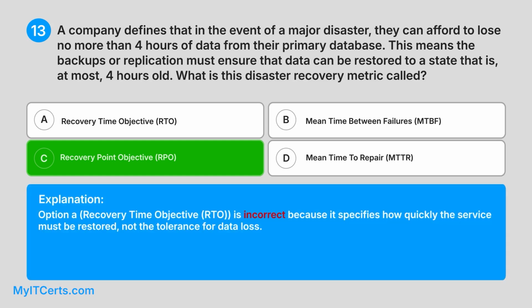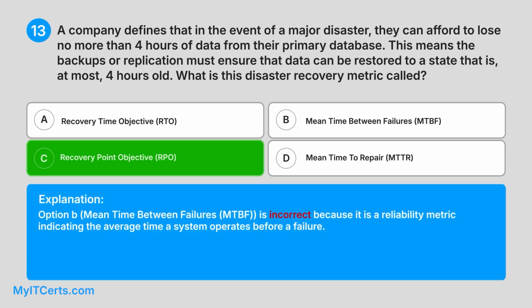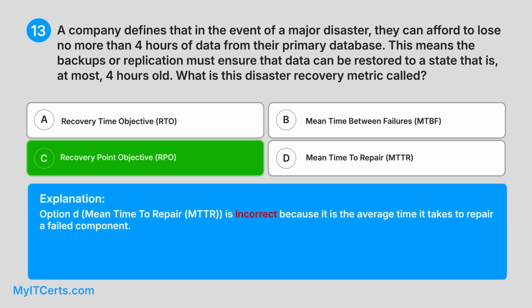Option A, recovery time objective, RTO, is incorrect because it specifies how quickly the service must be restored, not the tolerance for data loss. Option B, mean time between failures, MTBF, is incorrect because it is a reliability metric indicating the average time a system operates before a failure. Option D, mean time to repair, MTTR, is incorrect because it is the average time it takes to repair a failed component.